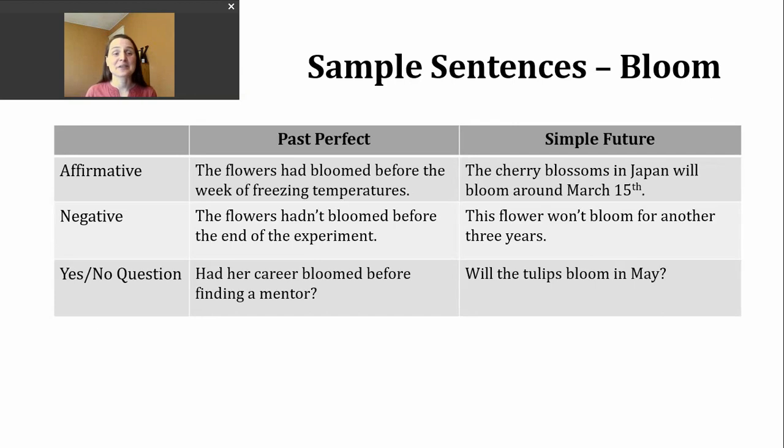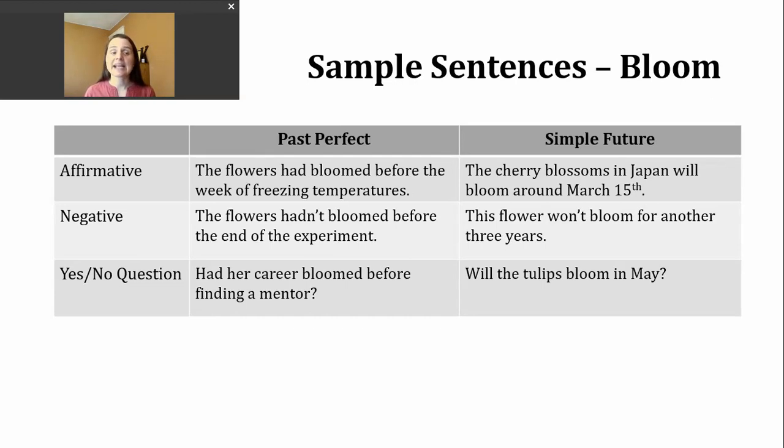Let's look at another example. The flowers hadn't bloomed before the end of the experiment. So someone might have been testing some different nutrients to go into soil to see how that affects growth, but the action of blooming did not occur before this experiment ended.